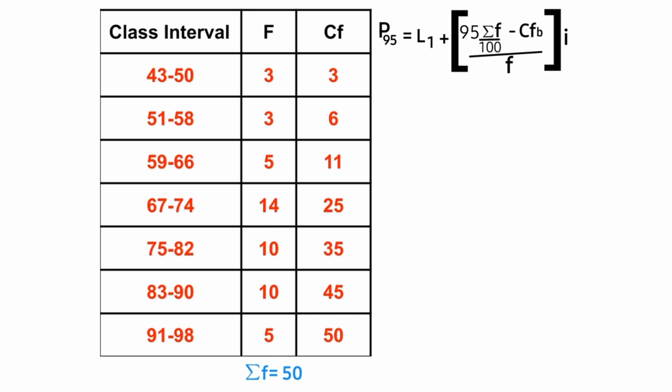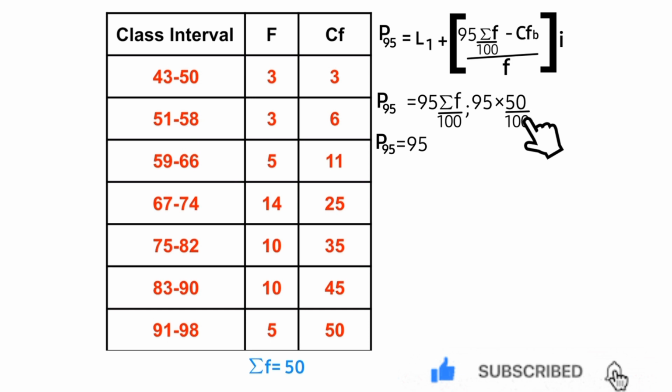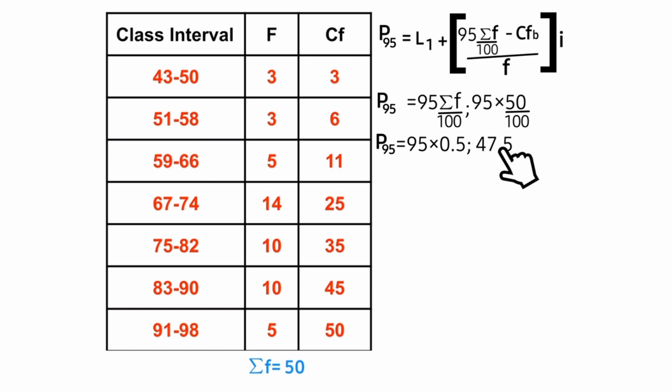First thing to do is to identify the 95th percentile class. To identify the 95th percentile class, we'll work with these variables here. We have 95 times summation F over 100, which is 95 times summation F, we got 50 here, over 100. 95 times 50 divided by 100 is 0.5. 95 times 0.5 gives 47.5. So the 95th percentile class is that class with cumulative frequency equal to 47.5 or immediately greater than 47.5.